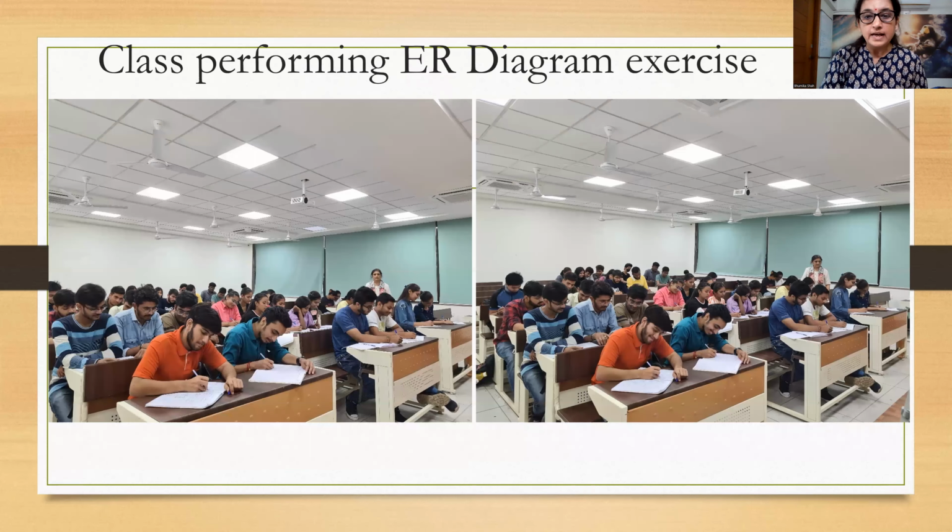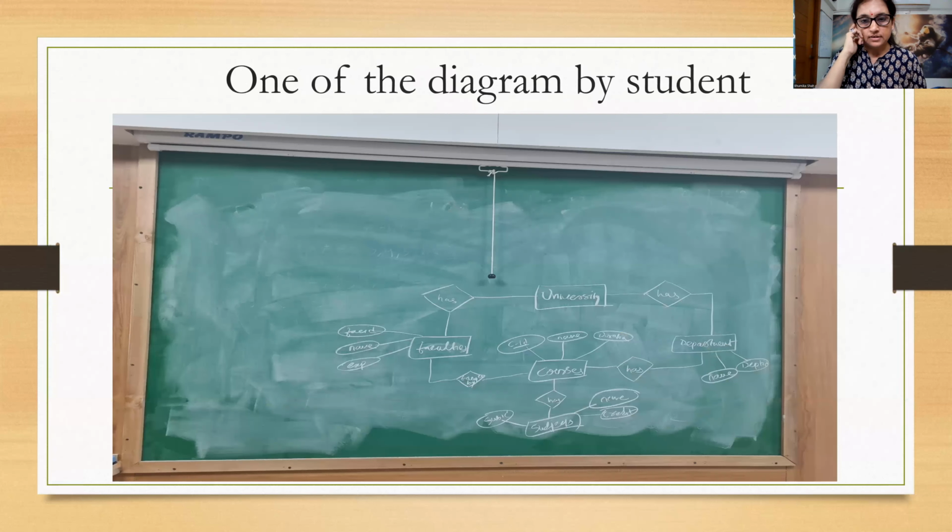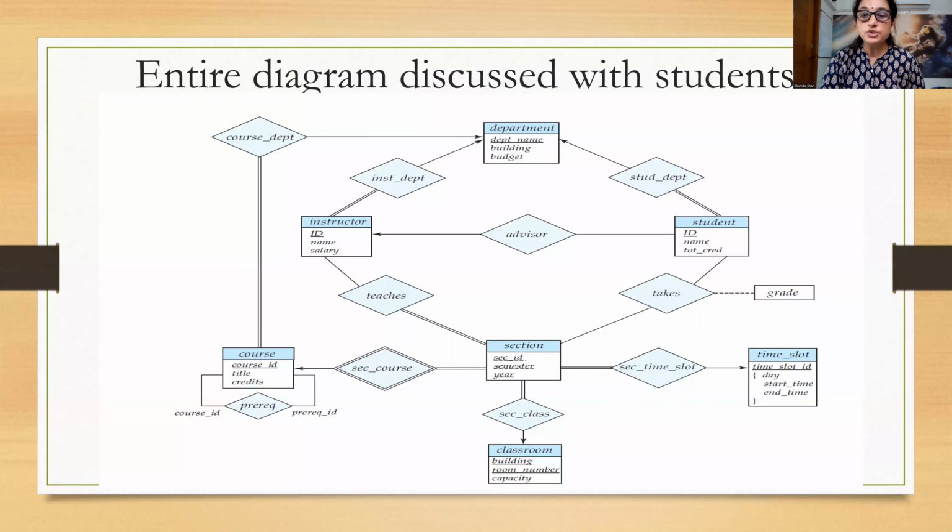Then the diagram which was drawn by one of the students. And as you observe in this diagram, the relationships are not plotted. Weak or strong entities are not drawn. So these are the suggestions given. And the corrected diagram is also shown to the students, showing how many entity sets you should include.